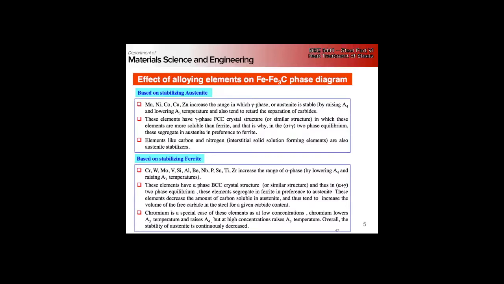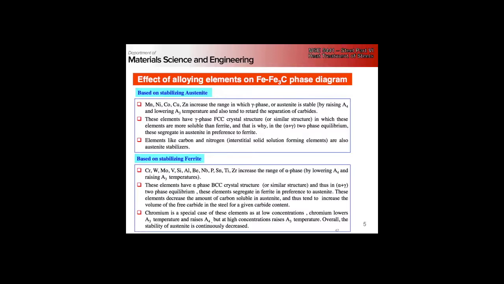It does some things that are a little different depending on the concentration, right? But all of these tend to decrease the amount of carbon that can be dissolved in the austenite, right? If we decrease the amount of carbon that can be dissolved, it means that we have more carbides, more free carbides for a given carbon content.